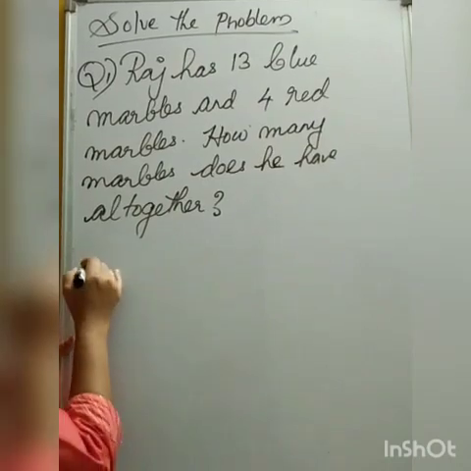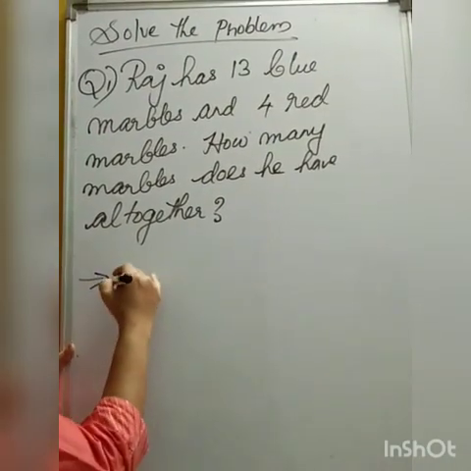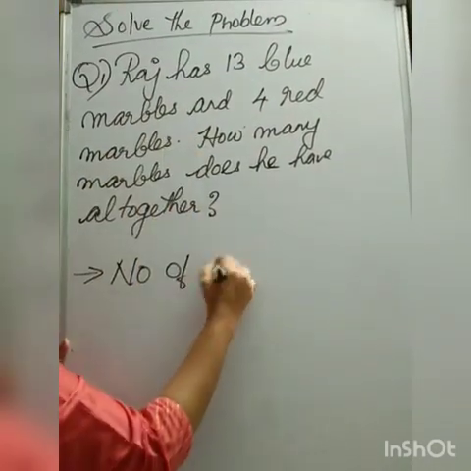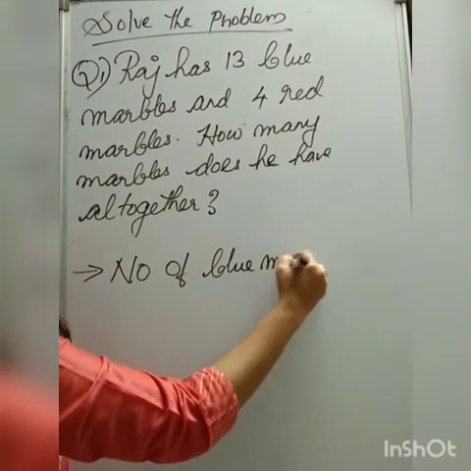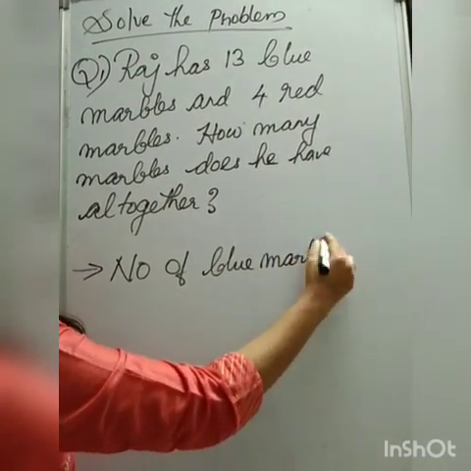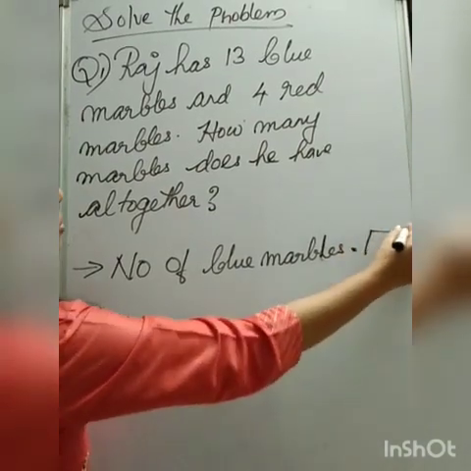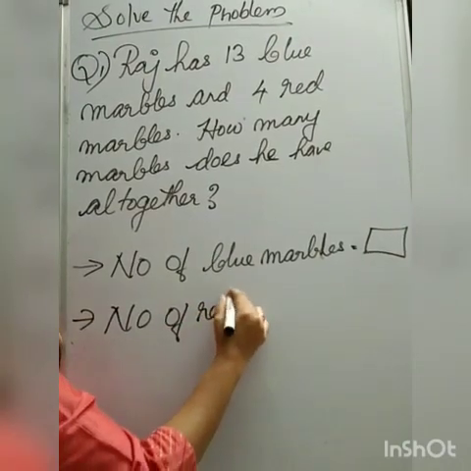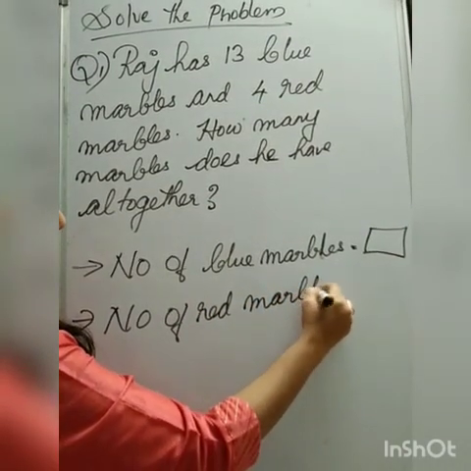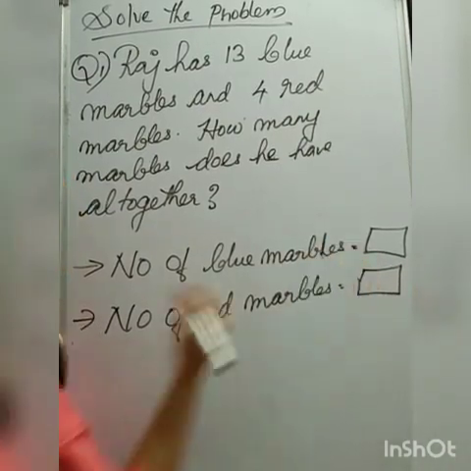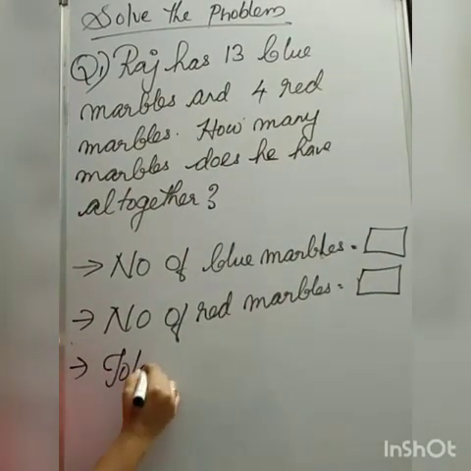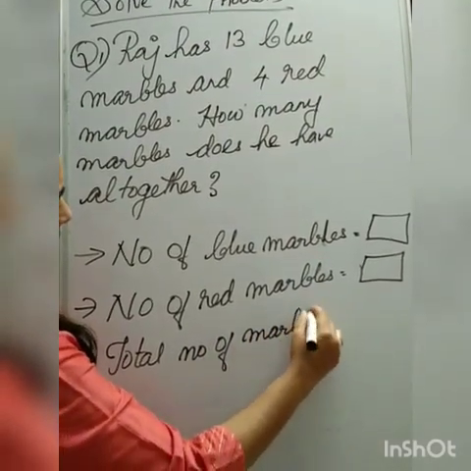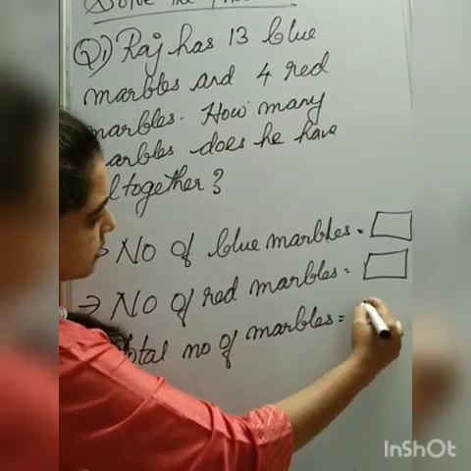First we have to write the statements. First statement is number of blue marbles is equal to what? Number of red marbles is equal to what? Total number of marbles. That is the question that we have to find.